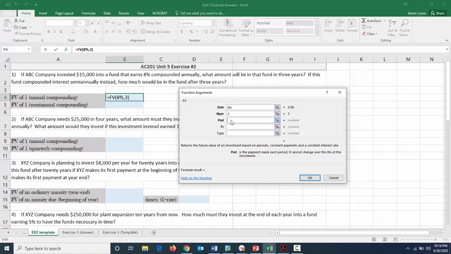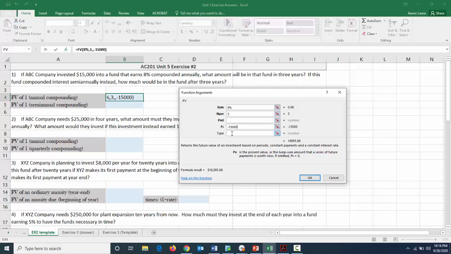Payment is used for a series of payments. Well, we're not doing a series. We're putting $15,000 in today, so we're going to leave that blank. Present value is used when you put a one lump sum amount in, which is exactly what we're doing. It is for $15,000. And since we're paying it out, I'm going to make that number negative.